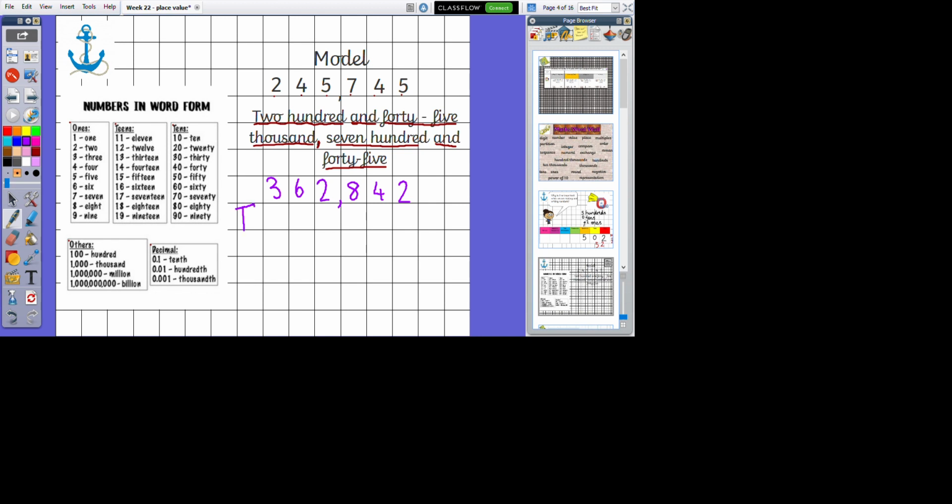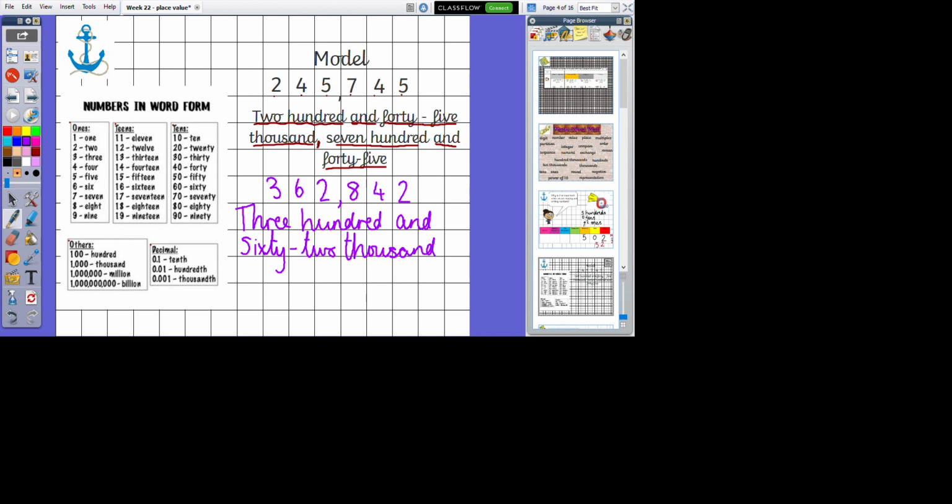300 and 60 and 2. I need the hyphen to connect the 60 and 2. 1,000. So remember, even though it's 100, it's 100,000. So the 1,000 comes at the end of all of those things.